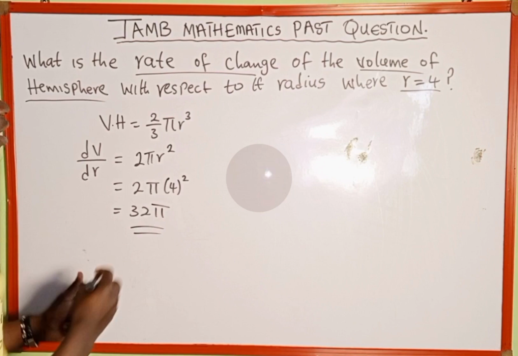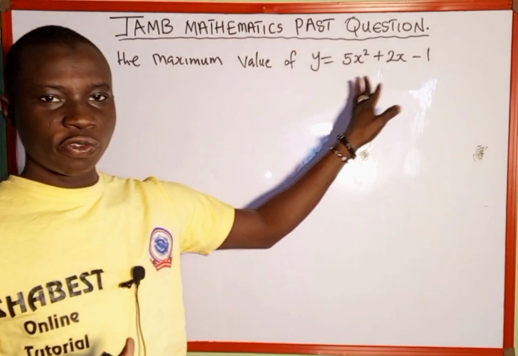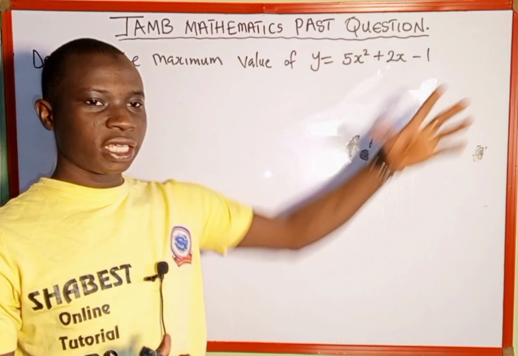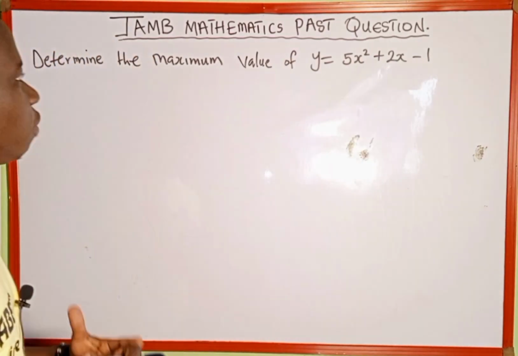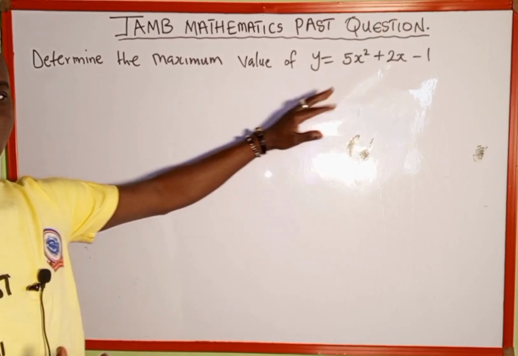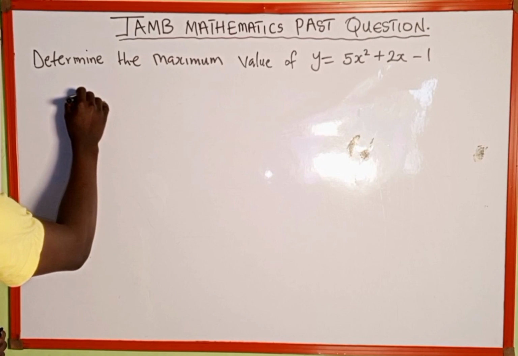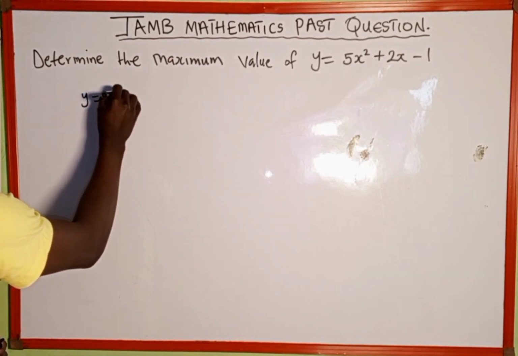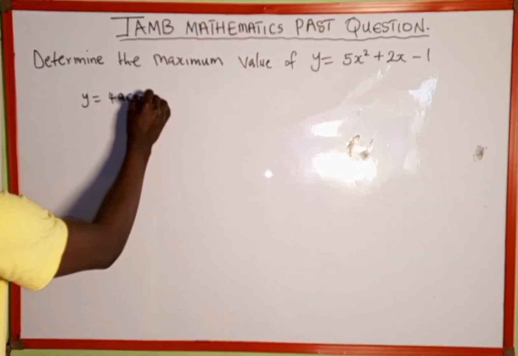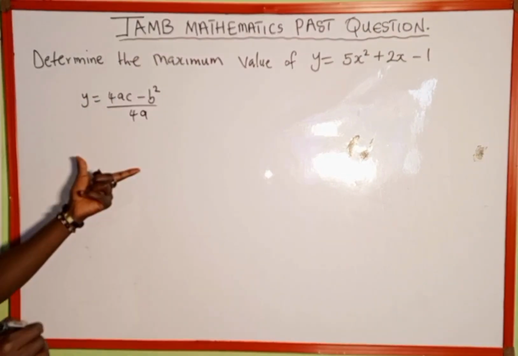And here is the final question on the board. It reads: determine the maximum value of y is equal to 5x squared plus 2x minus 1. So the first thing we're going to do is to write the formula to determine the maximum value of a polynomial function. And the formula is given as: y is equal to 4ac minus b squared, then everything all over 4a. So this is the formula.